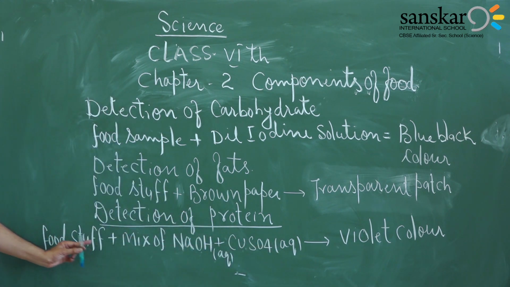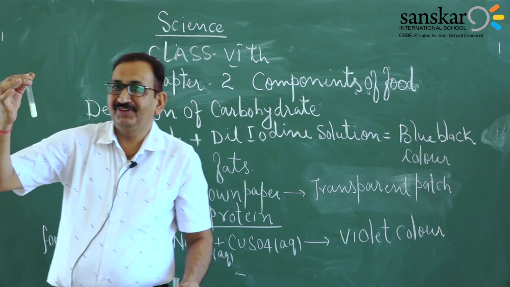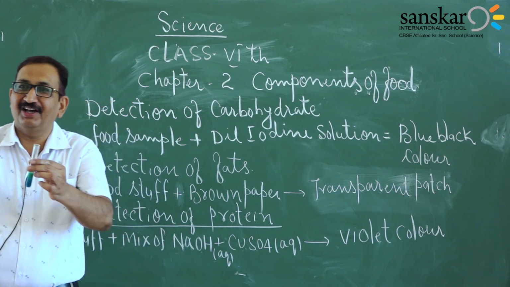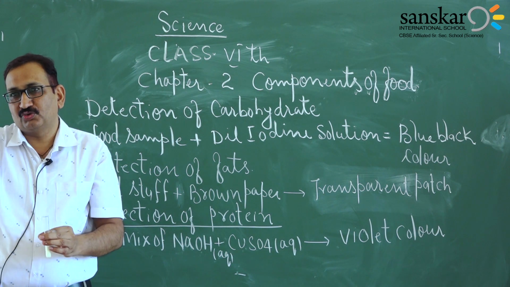Now this mixture of sodium hydroxide solution and copper sulfate solution I have to add to the foodstuff sample. What is the sample? The sample is the milk that we are going to test. We are going to detect it. So I will mix in this mixture of sodium hydroxide and copper sulfate.